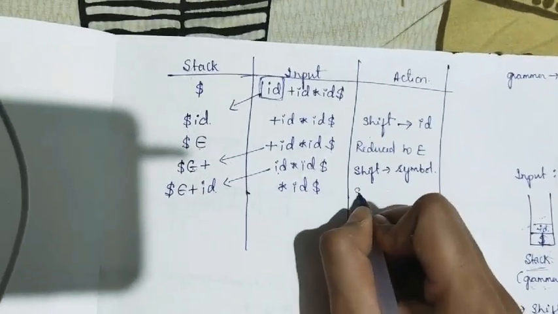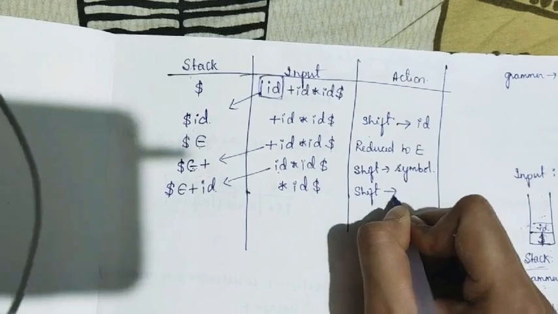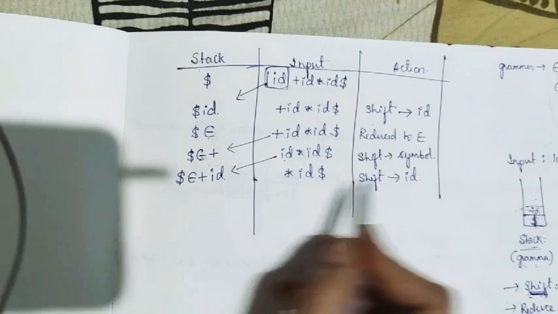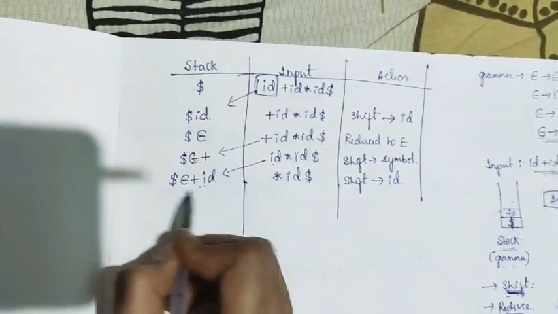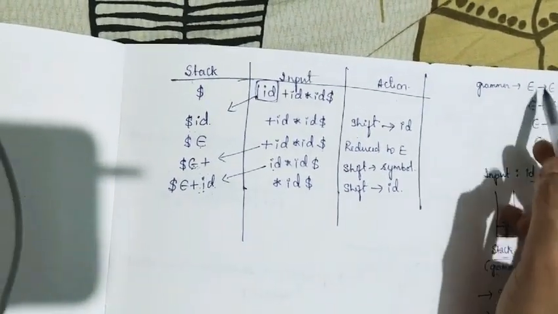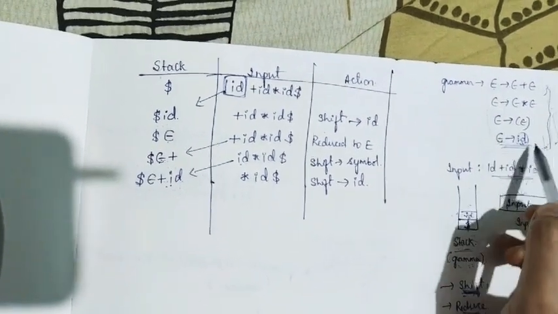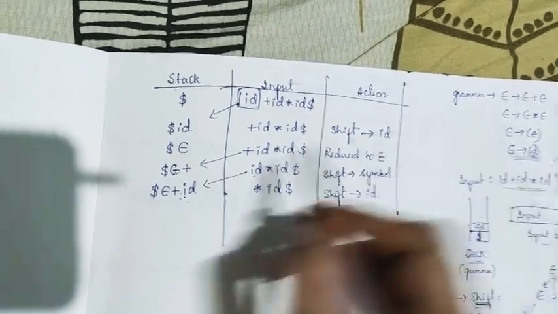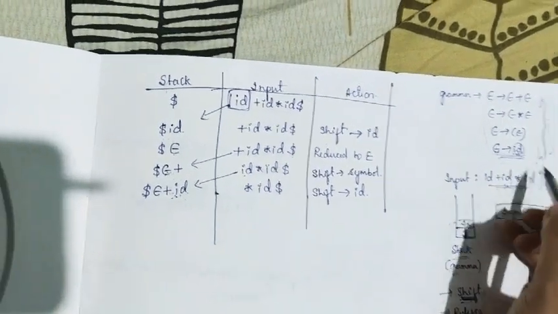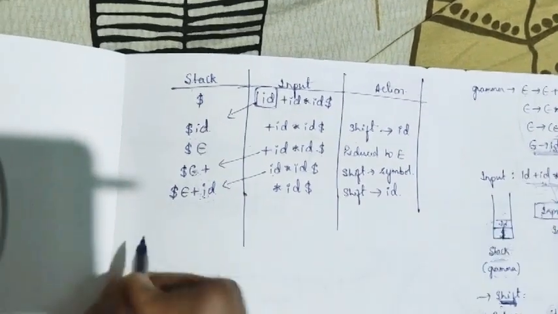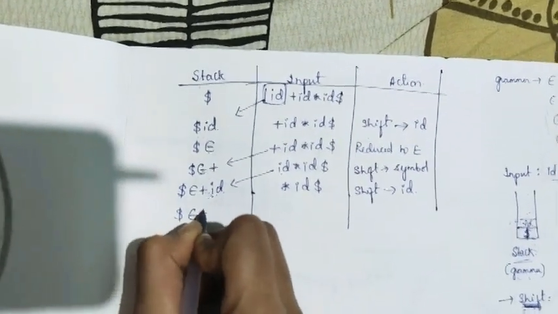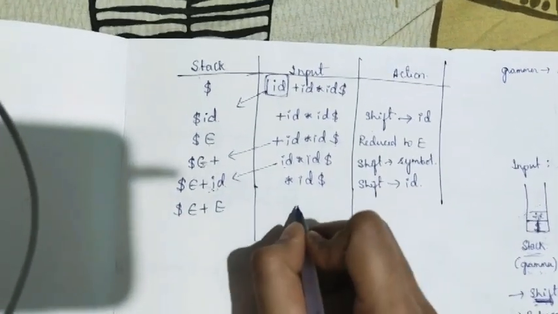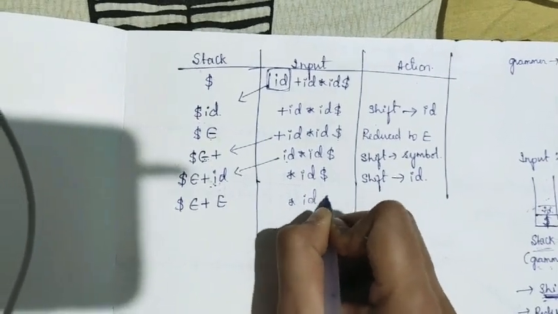And what action have we performed? We have shifted the symbol. What symbol have we shifted? An id has been shifted. Now after shifting this, again we check if we can replace any of this with the start symbol. If we check our grammar, we have a production E producing id, and we have an id here. So this can again be replaced with the start symbol E. So E plus this id will be reduced to E. Again we are left with star id dollar.